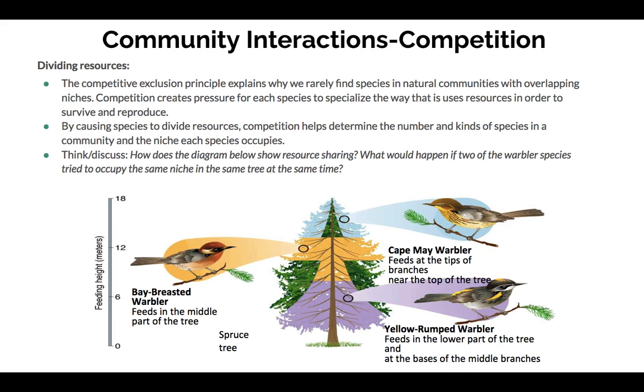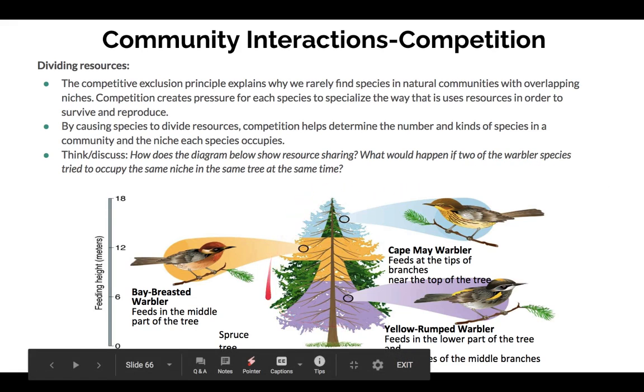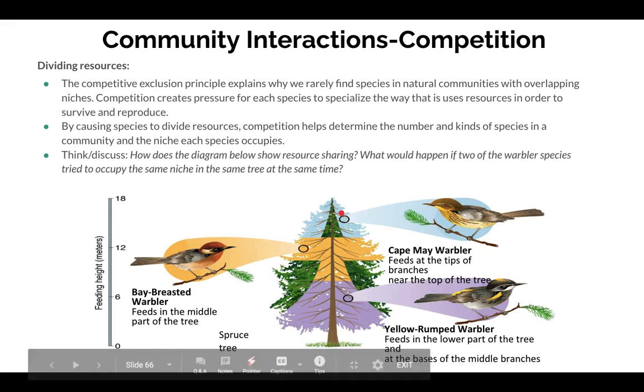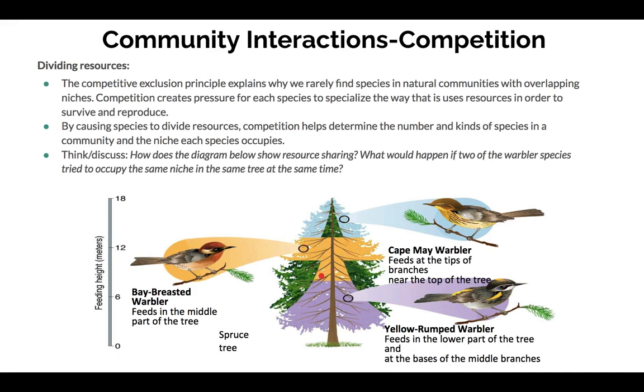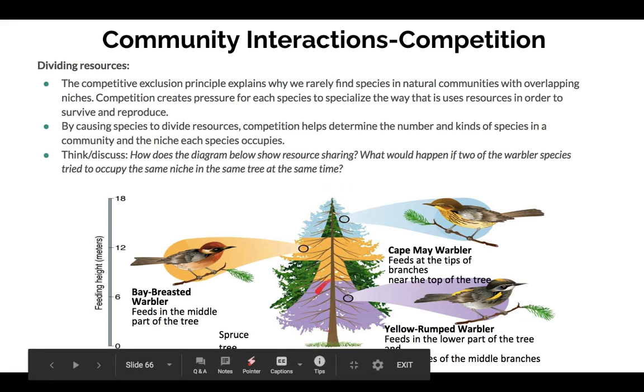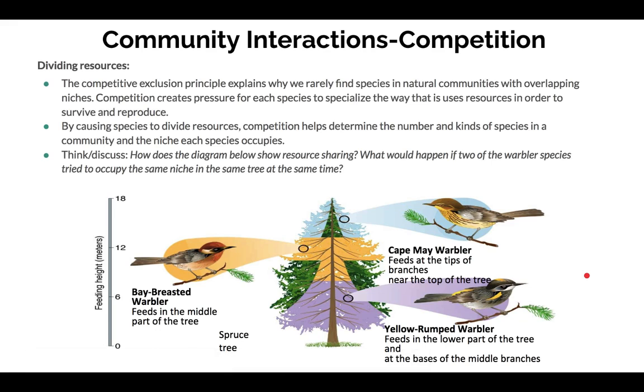So looking at this diagram below, how does this diagram show resource sharing? What would happen if the two warbler species tried to occupy the same niche in the same tree at the same time? Right here, it's showing resource sharing because they're all sharing the same tree, but they each have their own section of the tree. That is the only reason why all three of these can survive, is because they have adapted over time to feed at different parts of the tree.